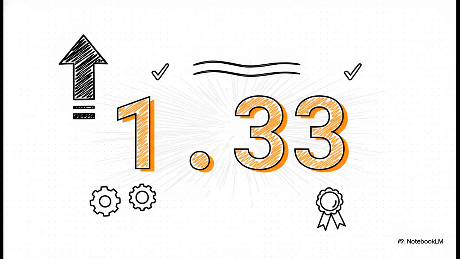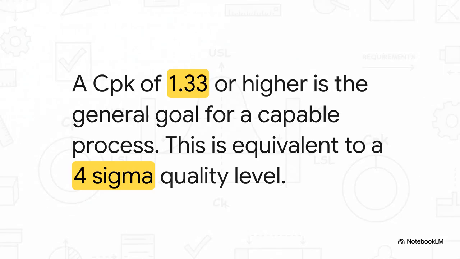And here it is. If you only remember one number from our entire conversation today, make it this one, 1.33. This is the magic number. It's the widely accepted minimum standard for what's considered a capable process. Hitting a CPK of 1.33 means your process is pretty darned good. It's equivalent to a 4 sigma quality level. It means you've built in a nice safety buffer, a cushion, so that even with the normal, everyday shifts and drifts in a process, you're still consistently delivering what the customer wants.